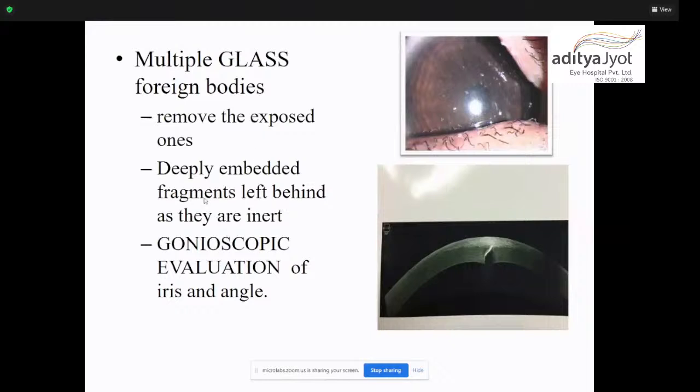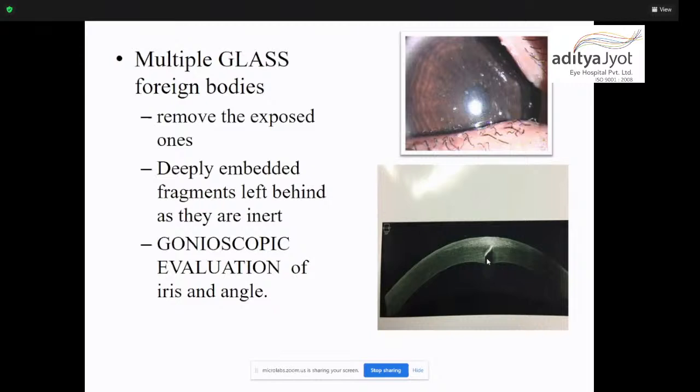If it's a glass foreign body, you can have multiple glass foreign bodies embedded in the cornea, and sometimes if it is deep, you have to take it in the theater. Now, this anterior segment OCT picture was given by Dr. Nikhil Gokhale. So you can see the posterior lamellar laceration, and then you can see the intraocular foreign body lodged there. So these foreign bodies have to be dealt with very carefully. You have to do a side port and do it carefully.